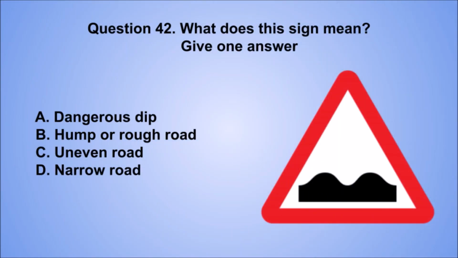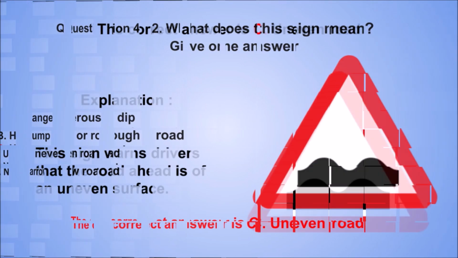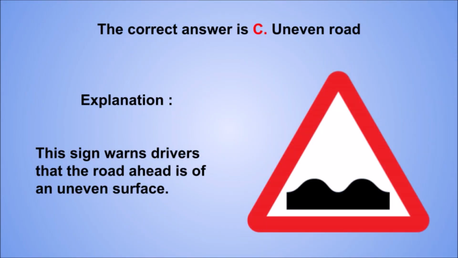Question 42. What does this sign mean? Give one answer. A. Dangerous dip. B. Hump or rough road. C. Uneven road. D. Narrow road. The correct answer is C. Uneven road. Explanation. This sign warns drivers that the road ahead is of an uneven surface.